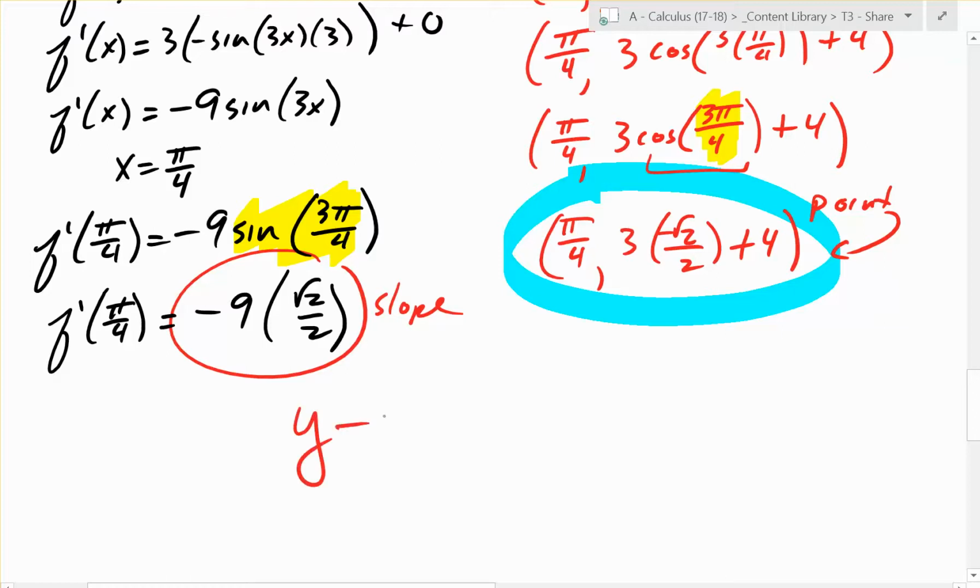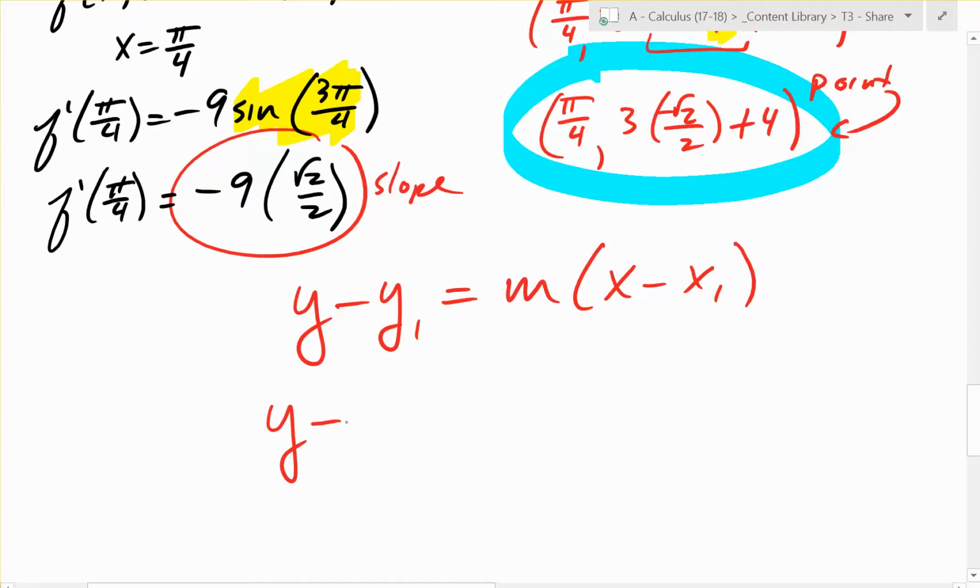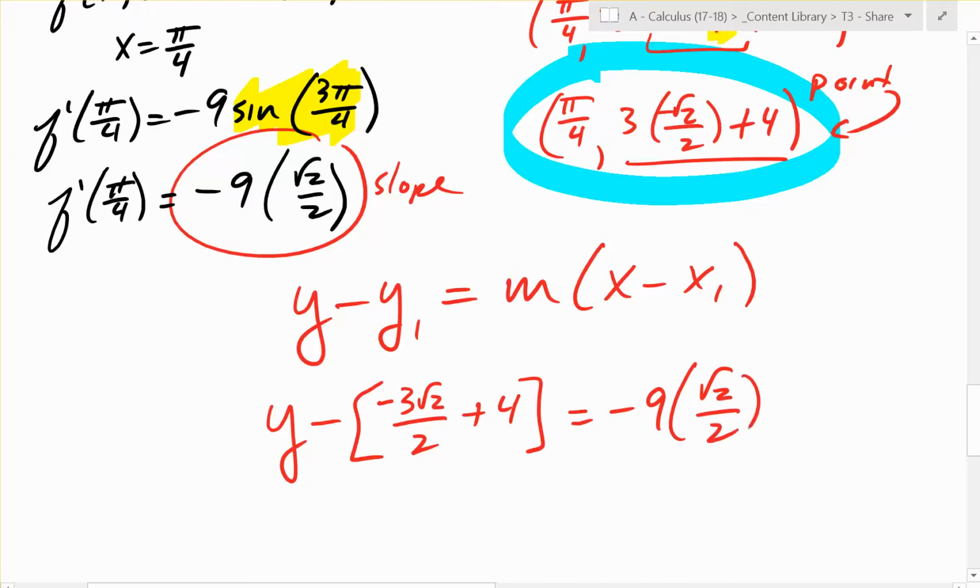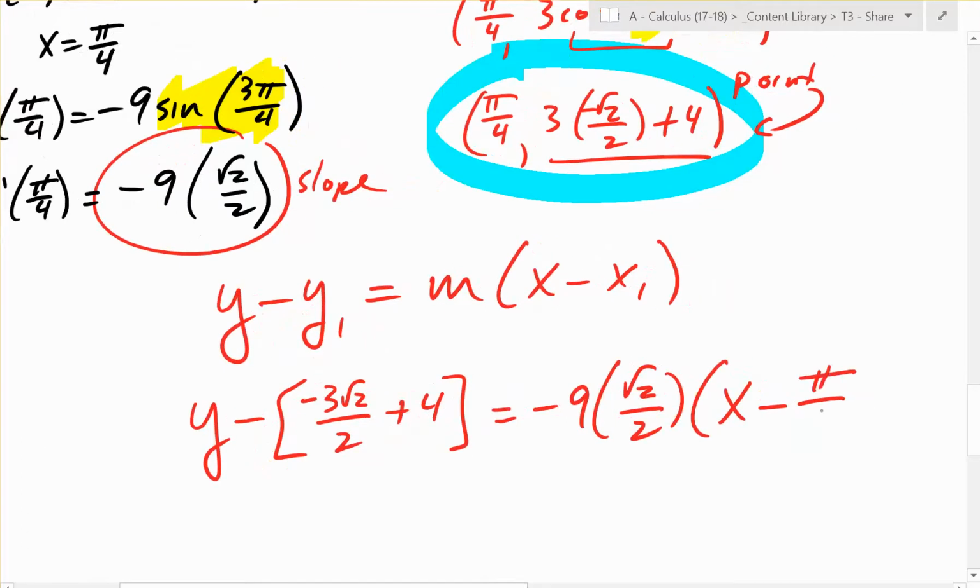And we know the point slope form is y minus y1 is equal to m times x minus x1. So now we just plug things in. Y minus, and that's this one, negative 3 root 2 over 2 plus 4. Notice the brackets. Equals the slope, negative 9 root 2 over 2, times x minus pi over 4, because that's the x value we're at.